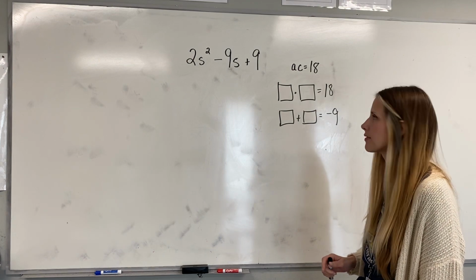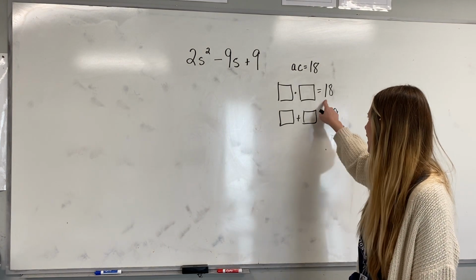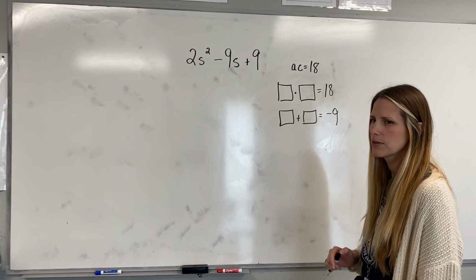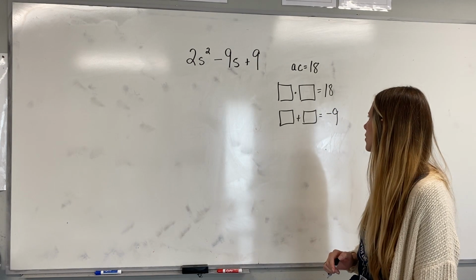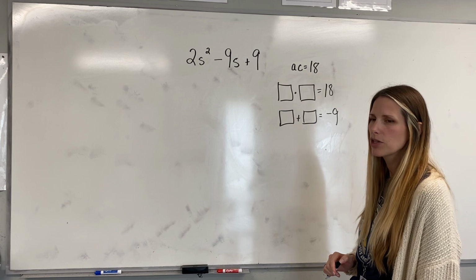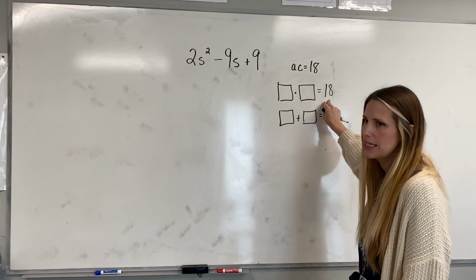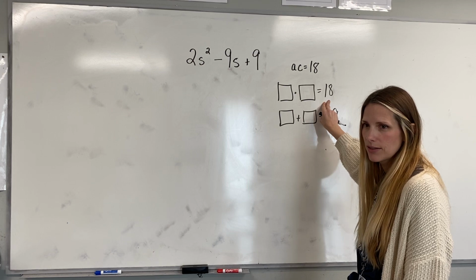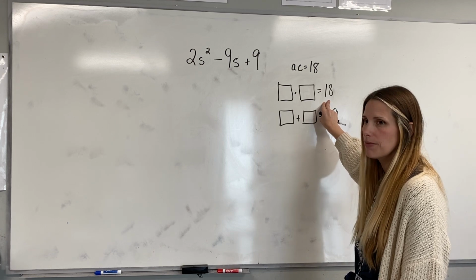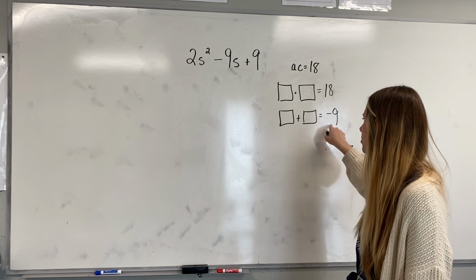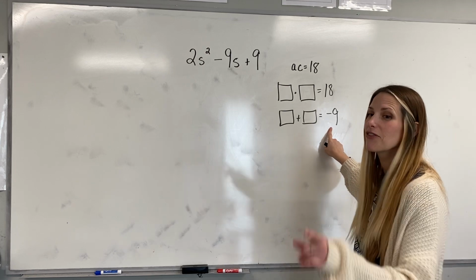Oh, negative 1 and 9. But how would I get 18 as a product with those? Guys, what we're supposed to be looking at first is the factors that are possible to make 18. 2 and 9 is possible to make 18 as a product. Is it possible to make negative 9? 3 and 6.